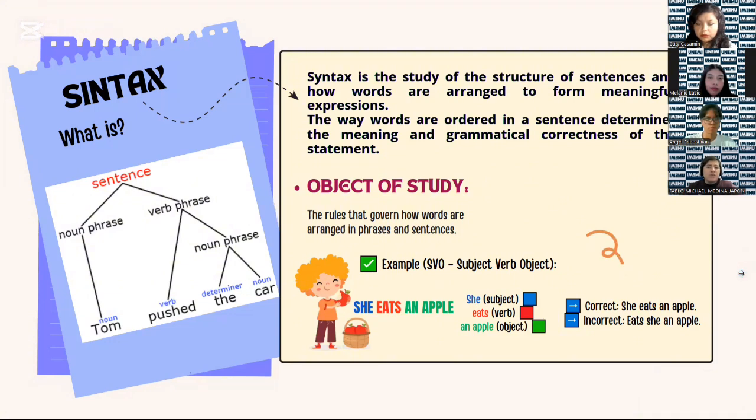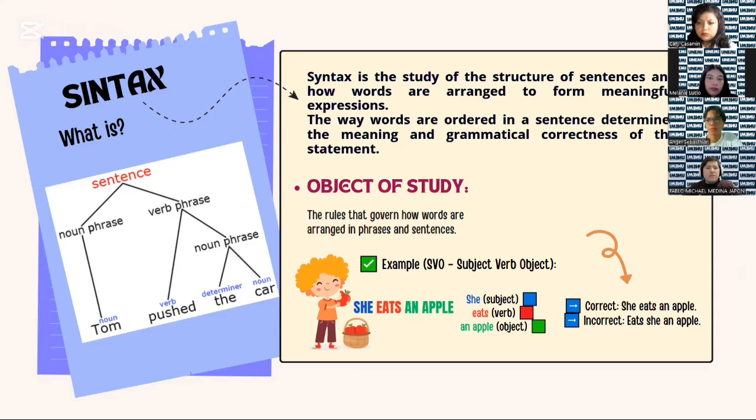Syntax is one of the key branches of linguistics. So, what is syntax? Syntax is the study of how words are arranged to create sentences that are both grammatically correct and meaningful. Basically, it focuses on the structure of a sentence, in other words, the order of the words. That order is super important because if we change it, the meaning can change too.